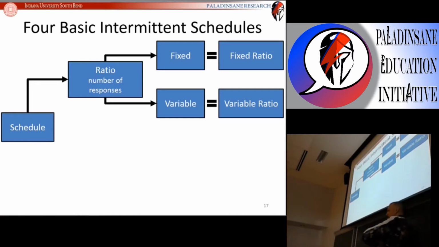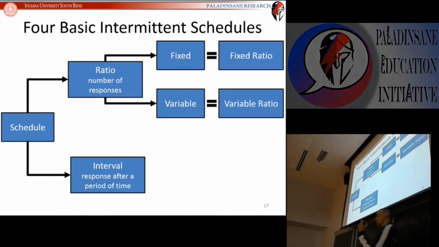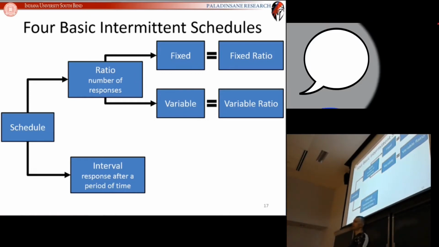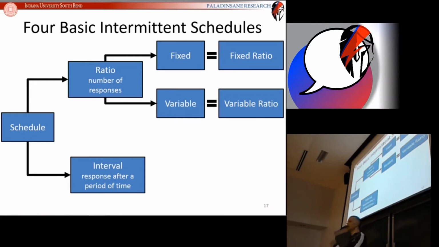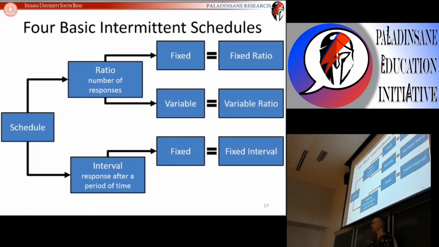So those are the ratio schedules. They are dependent upon how many responses the organism made. The other type of schedule is an interval schedule. And an interval schedule is determined by how much time has passed since the last reinforcement. How much time has elapsed since the last time somebody got reinforced. So in an interval schedule, it's your first response after an interval has expired that gives you your reinforcement. If that interval is fixed, then you have a fixed interval schedule.